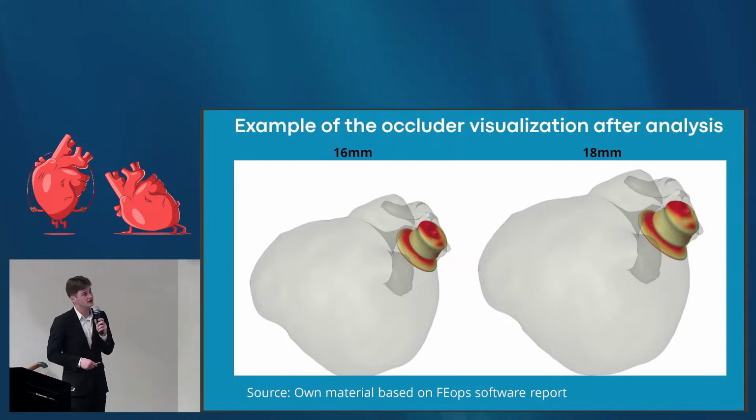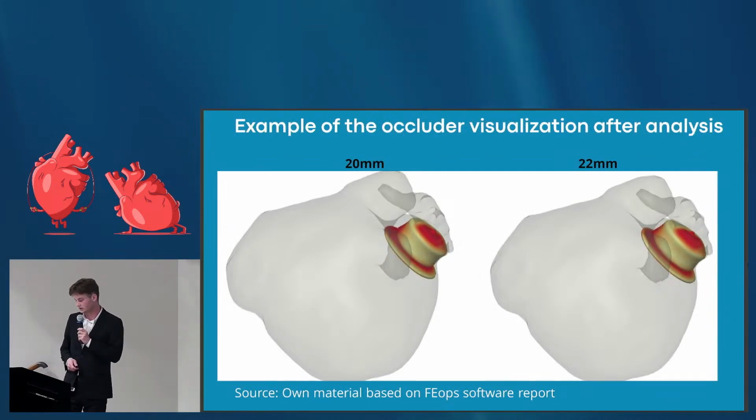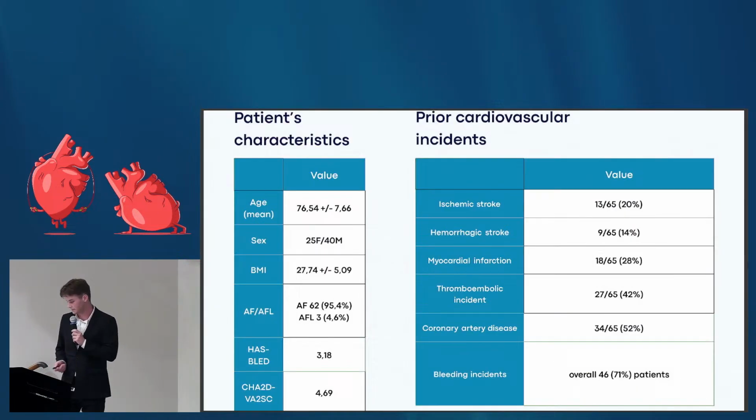The red area of the device corresponds to the area least adhesive to the heart wall, so based on that the specialists can choose the right device that will seal the left atrial appendage most.